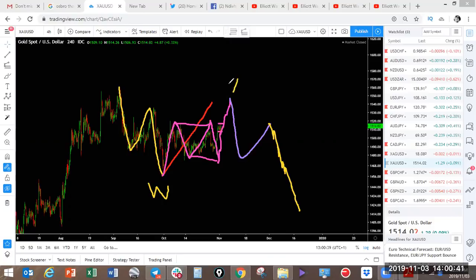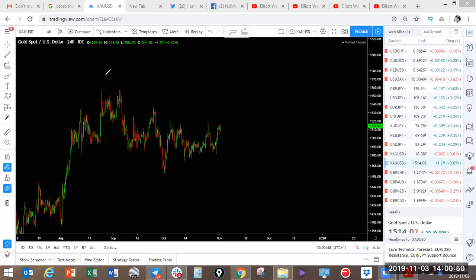But what does that mean? That will be a WXY structure. We'll be looking for this to come down, and then that will be a whole corrective structure. Now, where are we? We are here. Let's go there on the 1 hour.